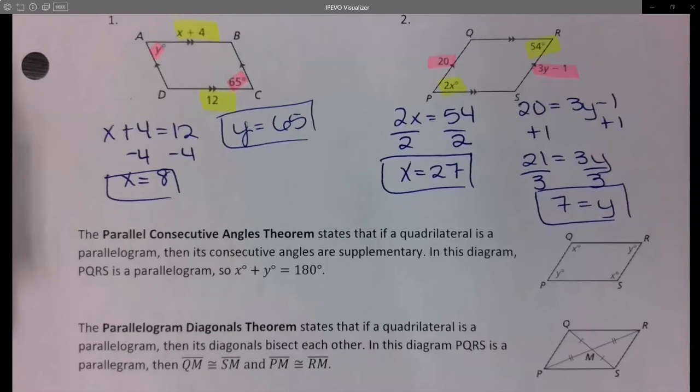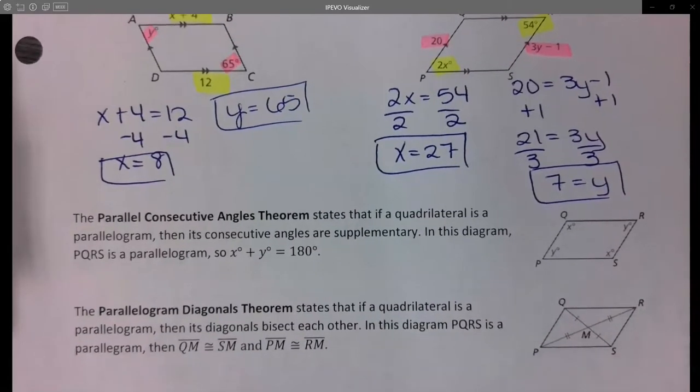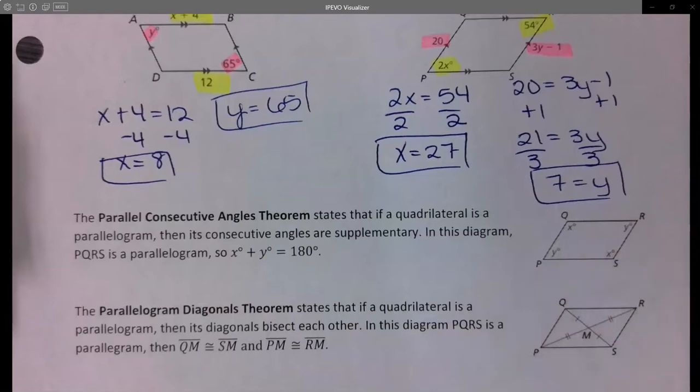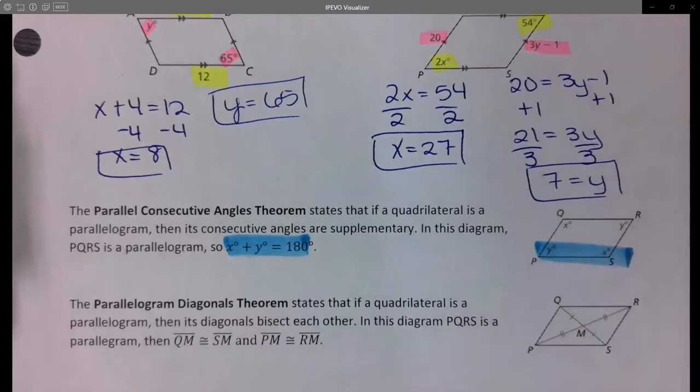We have some other theorems, the parallel consecutive angles theorem. So if I have two angles in a row, so x and y, they add up to 180. Let's try this in blue. So these two will add up to a straight line.